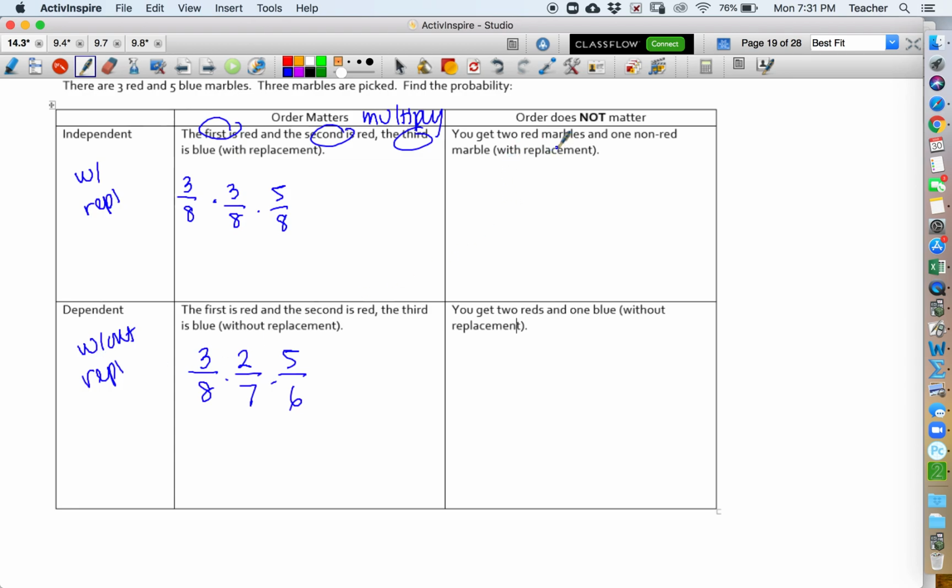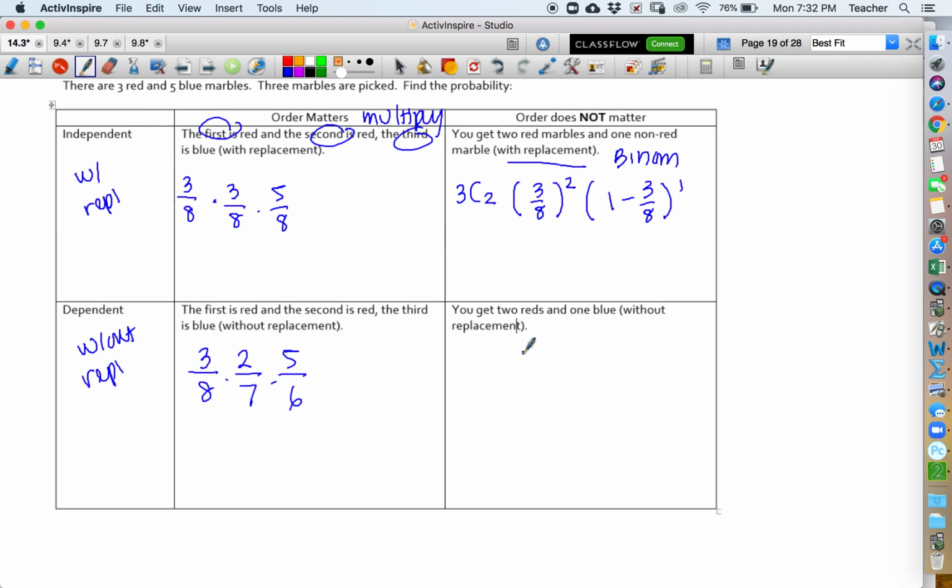You get 2 red marbles and 1 non-red marble, and it's with replacement. So with replacement means it's independent, and order doesn't matter. That's what we learned today, so that's how we know that this is the binomial probability. So you are picking 3 marbles, 2 red and 1 non-red. Out of those 3 picked, you want 2 of them to be red. The probability of red is 3 out of 8. That's going to happen 2 times. And not red is 1 minus 3/8, which will happen 1 time.